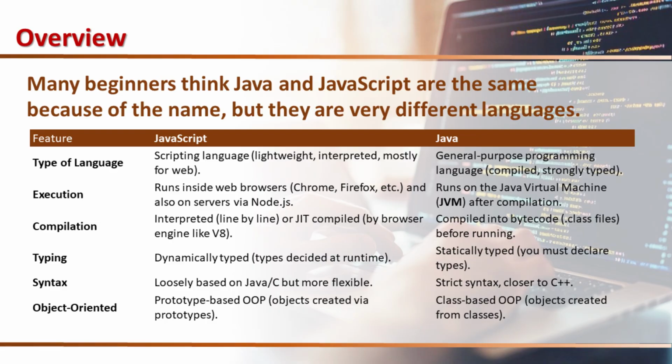In terms of typing, JavaScript is dynamically typed, meaning data types are determined at runtime. Java is statically typed, which means you must declare variable types before using them. As for syntax, JavaScript is loosely based on Java and C, but it is more flexible. Java has a stricter syntax and is closer to C++ in structure. Finally, in object-oriented programming, JavaScript uses prototype-based OOP, where objects are created using prototypes. Java uses class-based OOP, where objects are created from classes.